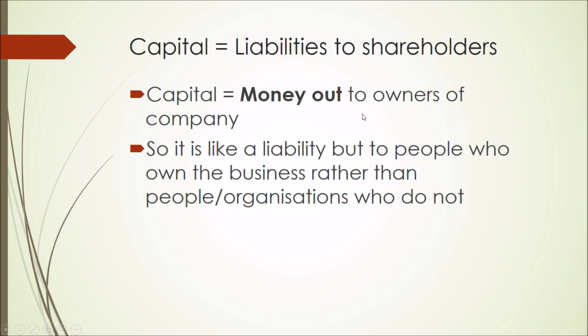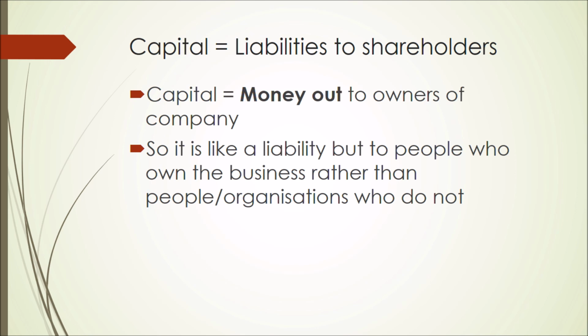Okay, so it looks like a liability, doesn't it? It's very similar to this sort of thing of money that goes out of the company, money out, a negative for the company. But instead of being a negative to the company of people who don't own the company, people like the bank or people from tax organisations or your suppliers, instead it's money going out of the company to people who own the company. So it's a liability to shareholders.